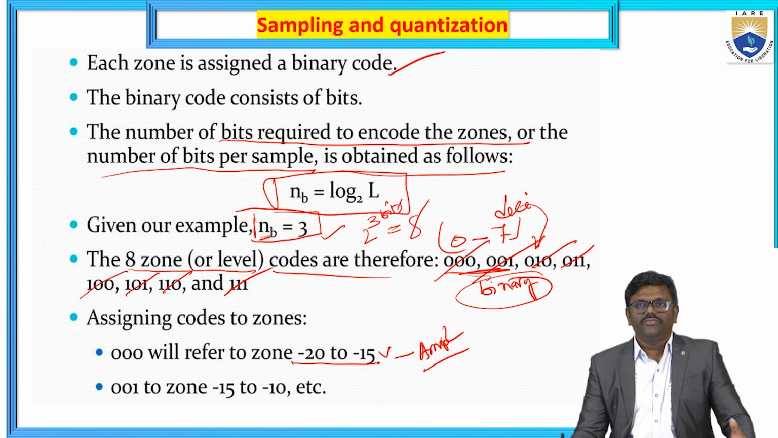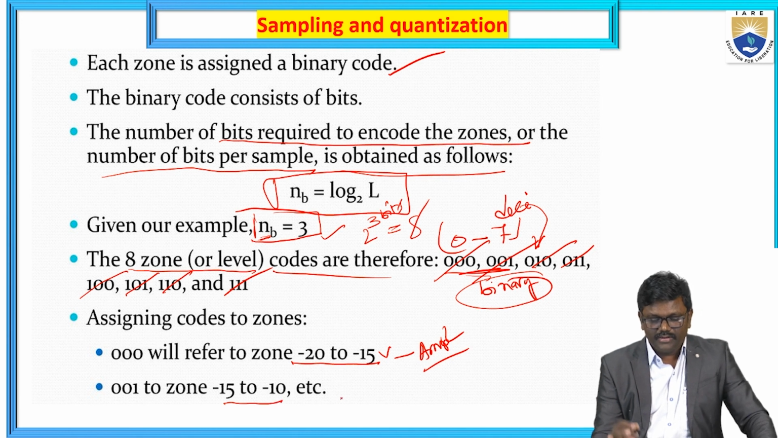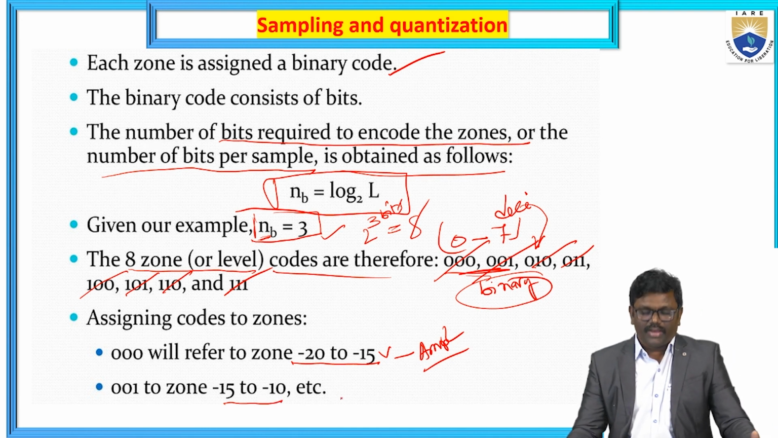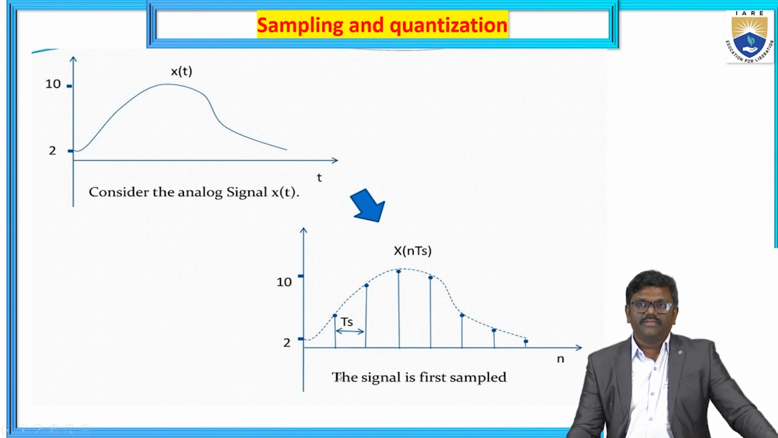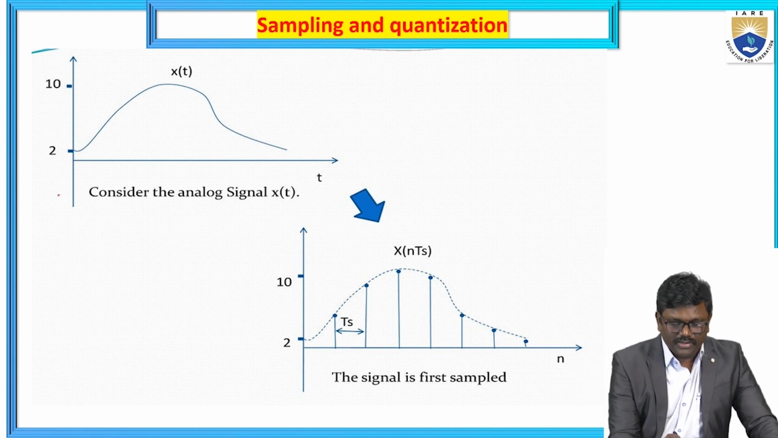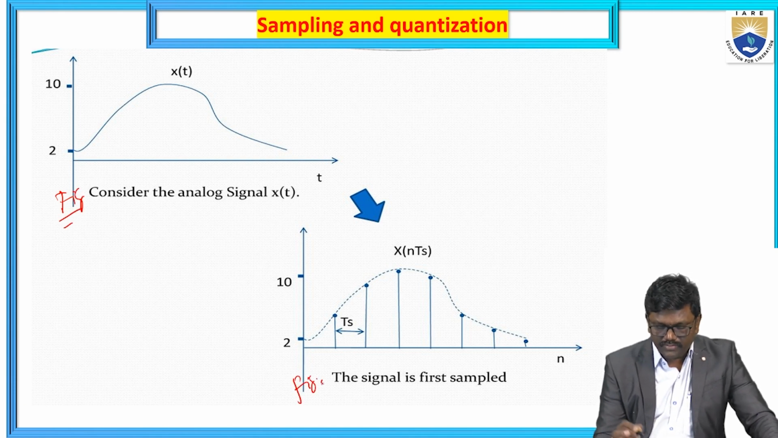Whereas 1 means the zone which we are allocated in terms of code, minus 15 to minus 10. It is another amplitude of the value. Okay. So what I mean to understand from here, you see here we can understand from one signal to another signal. You consider this signal.